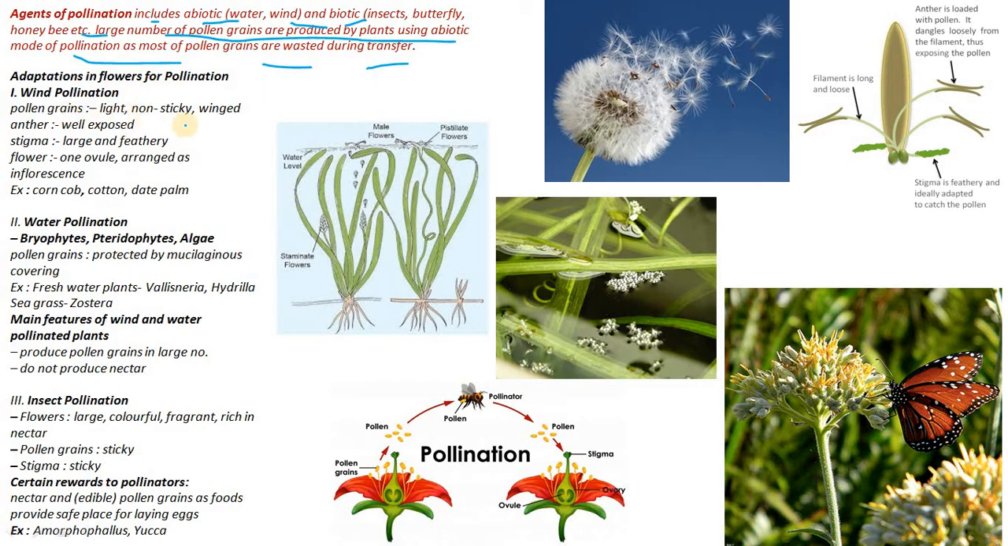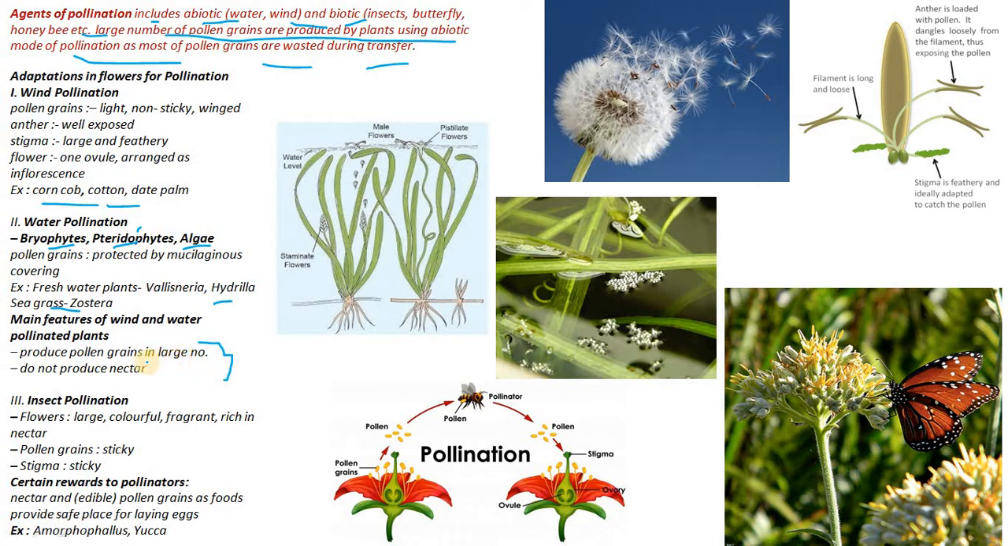In wind pollination, the pollen grains are light, non-sticky and winged, the anther is well exposed, the stigma is large and feathery, the flower has one ovule, arranged as an inflorescence, for example corncob, cotton, date palm, etc. Water pollination is seen in bryophytes, pteridophytes, algae, etc. The pollen grains are protected by a mucilaginous covering. The freshwater plants are Vallisneria, Hydrilla, and the seagrass Zostera.